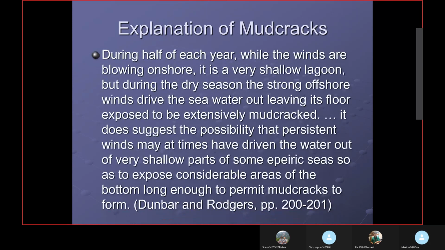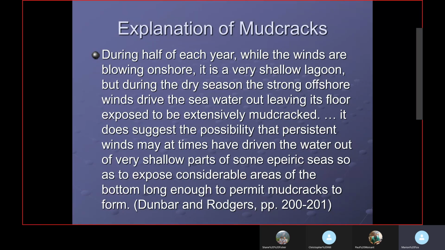So this occurs during half of each year when the winds are blowing onshore. It's a very shallow lagoon. But during the dry season, the strong offshore winds drive the seawater out, leaving its floor exposed to be extensively mud-cracked. It does suggest the possibility that persistent winds may at times have driven the water out of very shallow parts of some epeiric seas. Epeiric is the word for seas that go upon the land, so as to expose considerable areas of the bottom long enough to permit mud cracks to form.